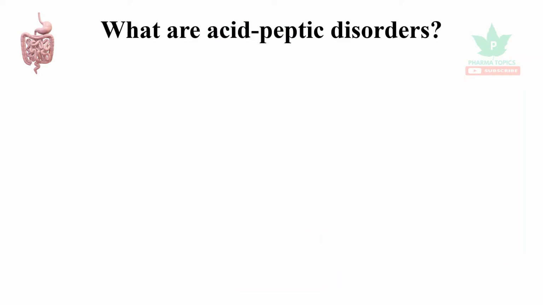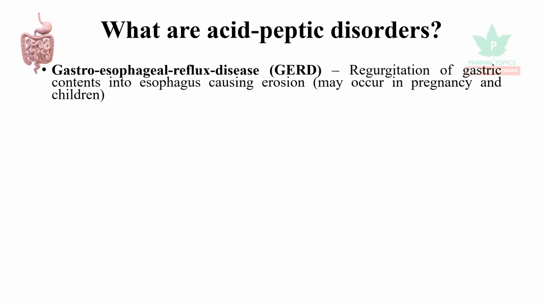Our topic of discussion is classification of drugs used in acid peptic disorders. And before that, let us see what are acid peptic disorders. One is gastroesophageal reflux disease. It is nothing but the regurgitation of gastric contents into the esophagus, causing its erosion. It may occur in pregnancy or in children.